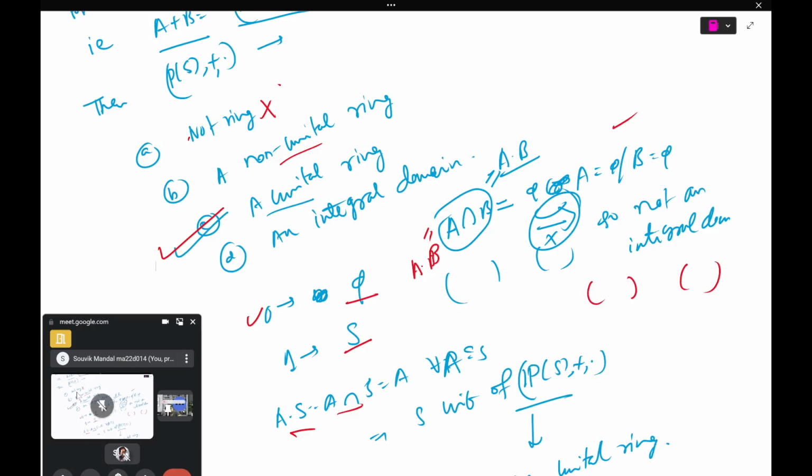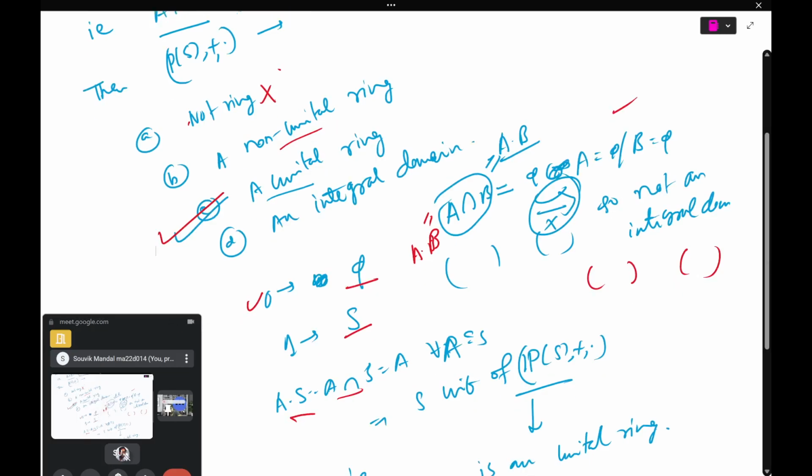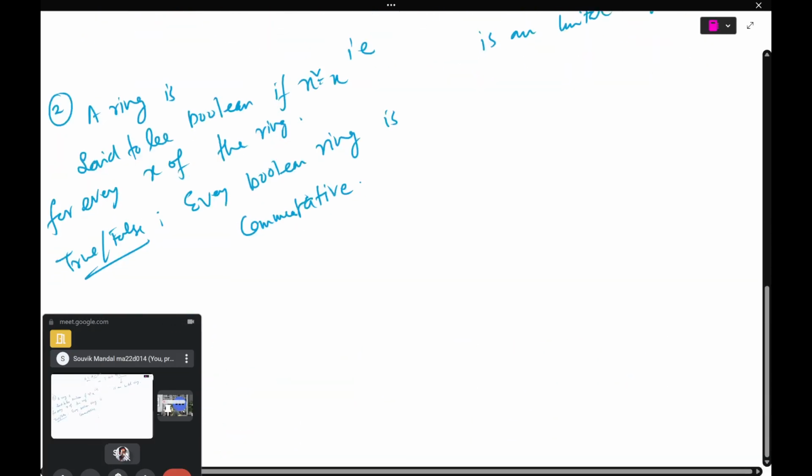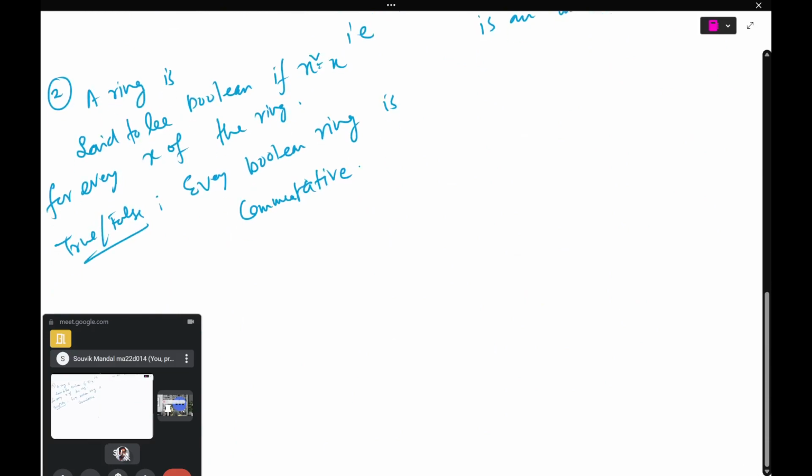So the next problem is as follows. A ring is said to be a Boolean ring if x square equal to x for every x. Now true or false: every Boolean ring is commutative. So this is the question. Okay, let's try.